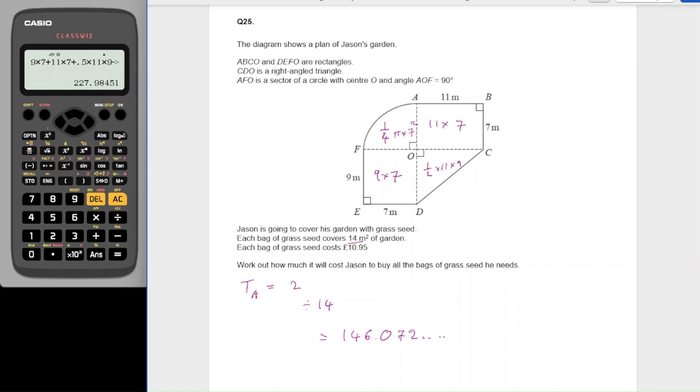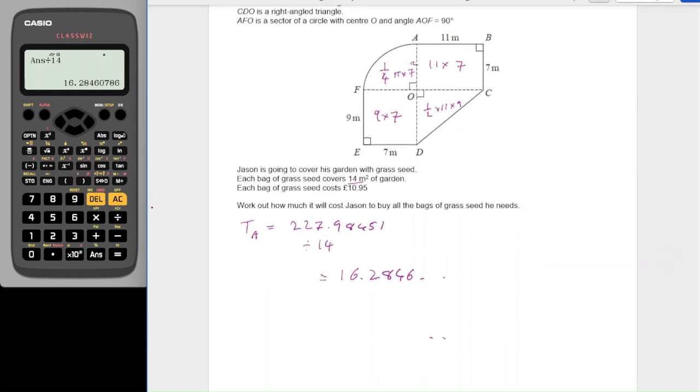So we were looking at 227.98451. When I divide that by 14, I would get 16.2846... So I would need 17 bags. So my actual answer to the calculation is going to be 17 times 10.95. That's going to give me a total cost of £186.15.